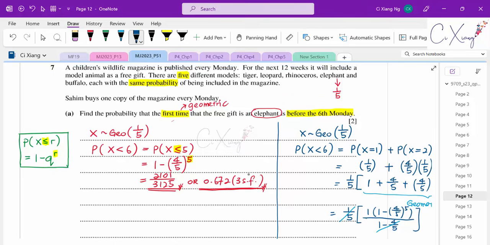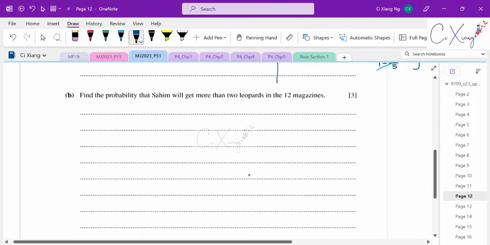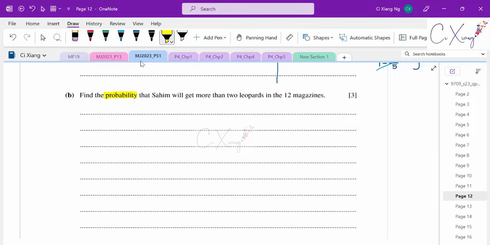Okay, this is what we have for part A. Let's continue to part number B. In part B, they want us to find the probability again. The probability that Sahim will get more than 2 leopards in the 12 magazines.